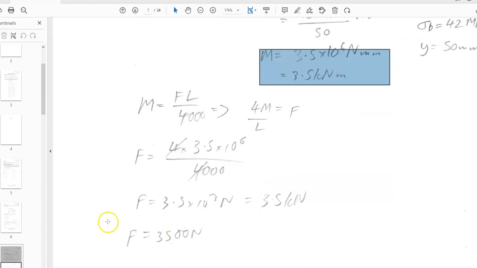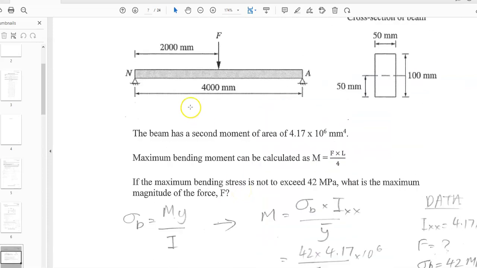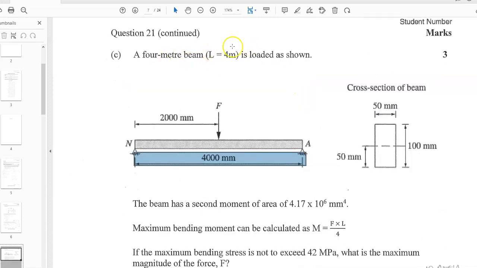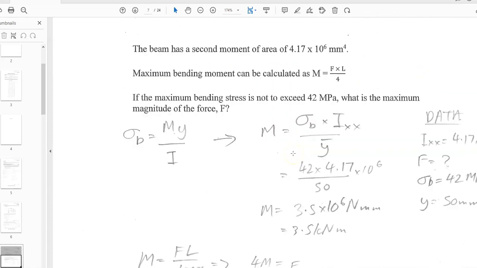You have to do the third mark of writing force equals 3.5 kilonewtons, not meters, because the meters cancel out. Now, I saw at least one person who made a mistake that they wrote the L. L is the distance from the supports. I even wrote that here. The 4-meter beam, L equals 4. Right, so I really helped you out.